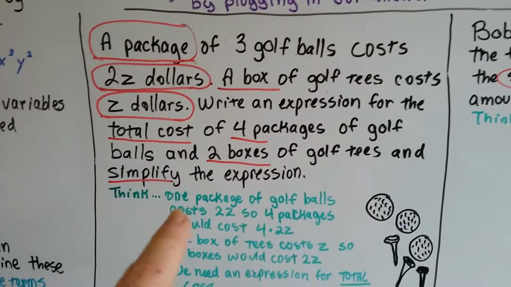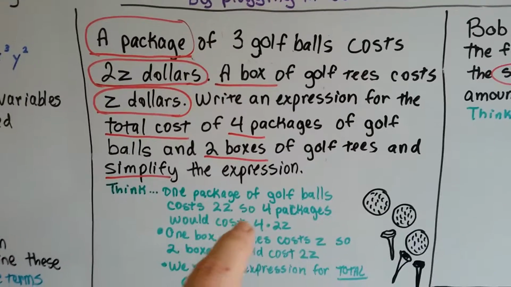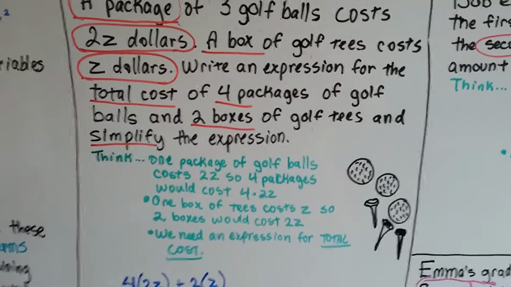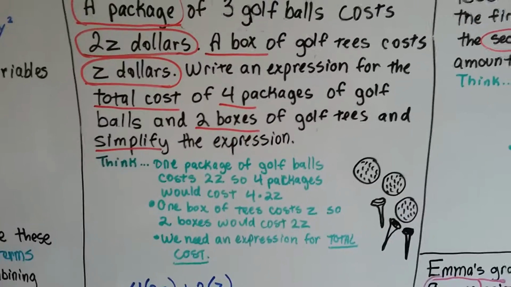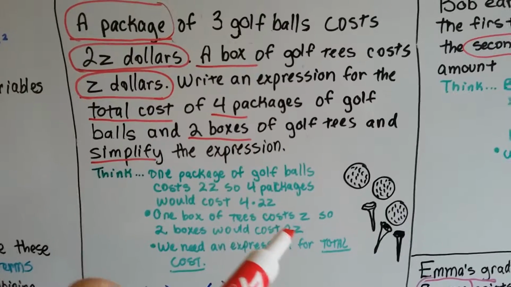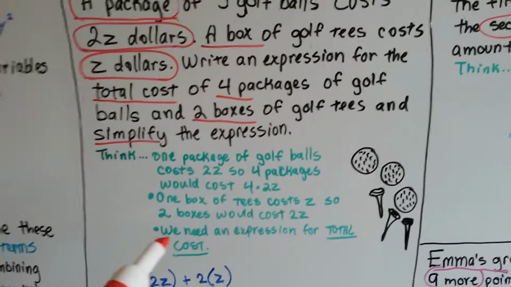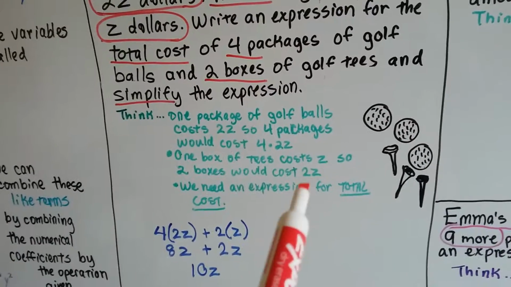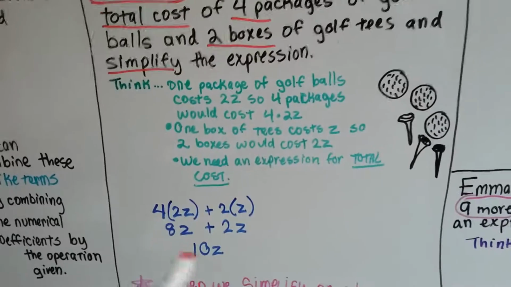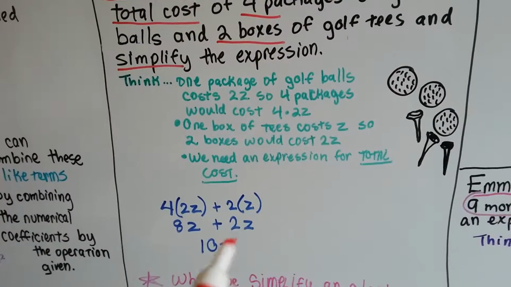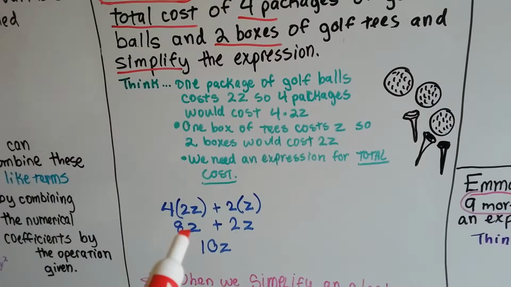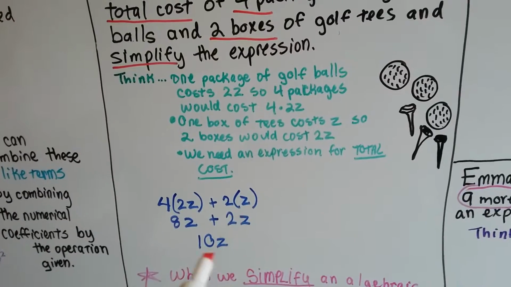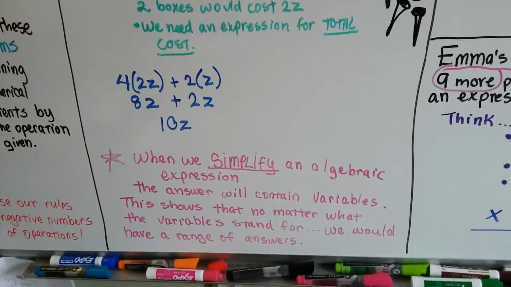So we think 1 package of golf balls costs 2z, so 4 packages would be 4 times the 2z, right? 1 box of tees costs z, so 2 boxes would be 2 times z, 2z. And then we need an expression for total cost. So we've got 4 times the 2z and 2z, and it has to be totaled, so that means it has to be added. 4 times 2 is 8, so that gives us 8z. The 2 and the z gives us 2z. 8z and 2z is 10z. And that's actually the answer.